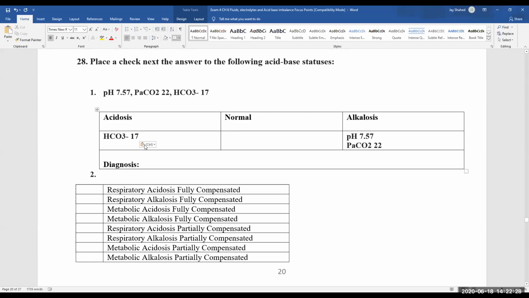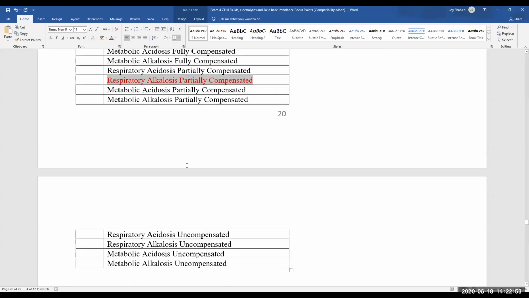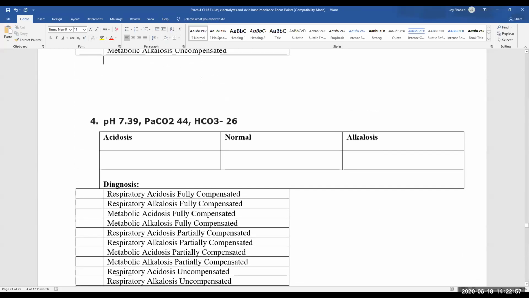So let's look at this. What is your diagnosis here? Respiratory alkalosis, partially compensated. So this would be your answer, correct? Makes sense, you guys? Yes. All right, that's easy.